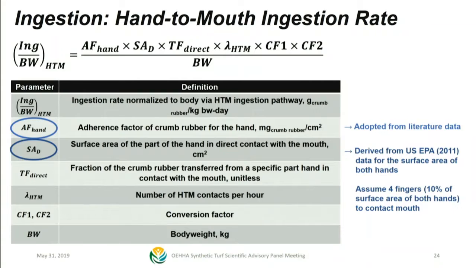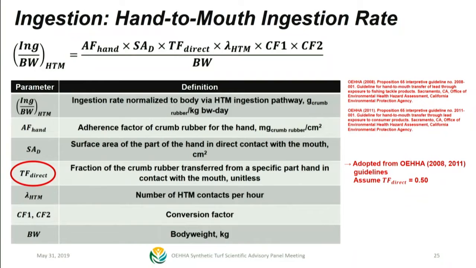The part of the hand that is assumed to be in direct contact with the mouth is assumed to be 4 fingers. This represents about 10% of the total surface area of both hands. Data on the surface area was taken from the EPA exposure factor handbook to derive this parameter.